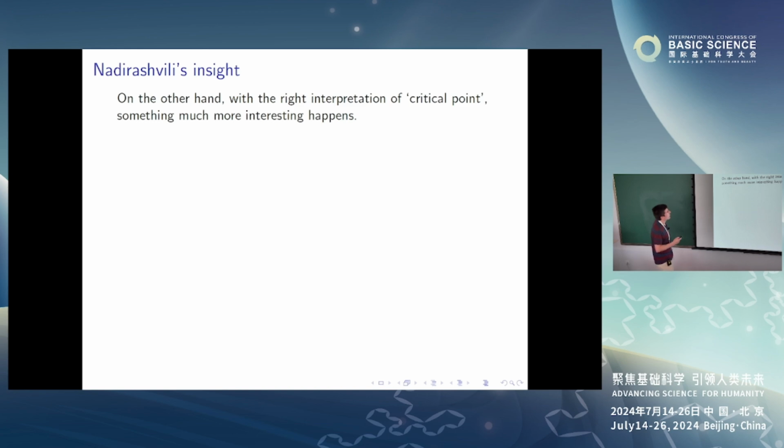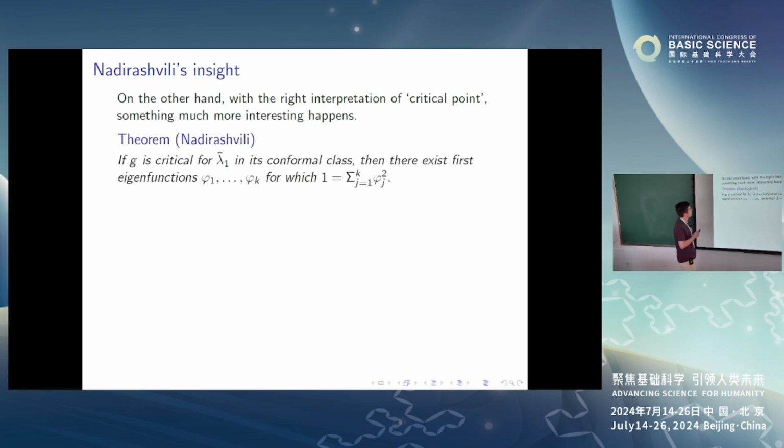On the other hand, once we learn to interpret critical point correctly, something much more interesting happens, which is that if we're critical, then we know we have some multiplicity for the first eigenvalue. And in fact, there does exist a collection of first eigenfunctions, as opposed to a single one, such that the sum of their squares is constant. So for instance, by scaling, the sum of squares is 1.